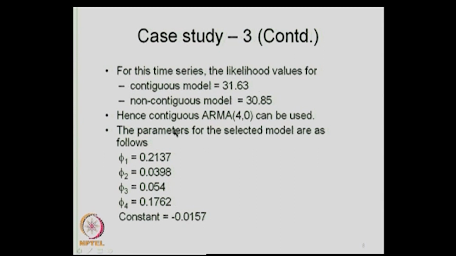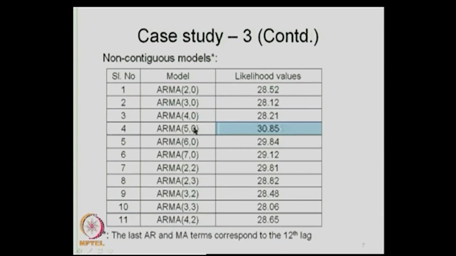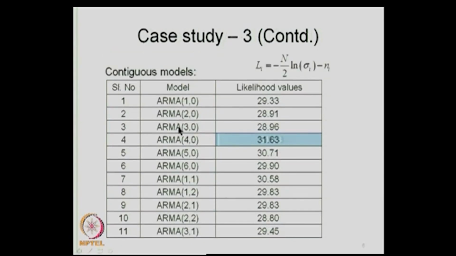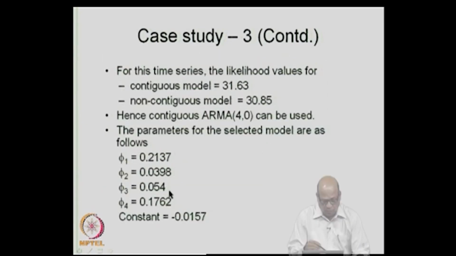Another minor point: when we did all this exercise, the parameters of these models would have been estimated. So, finally, for the chosen model we give you the parameters phi 1, phi 2, phi 3, phi 4. This is the ARMA 40 model. It is also typically written as AR4. When the MA term is absent, we simply write it as an AR4 model, and this is a constant term.